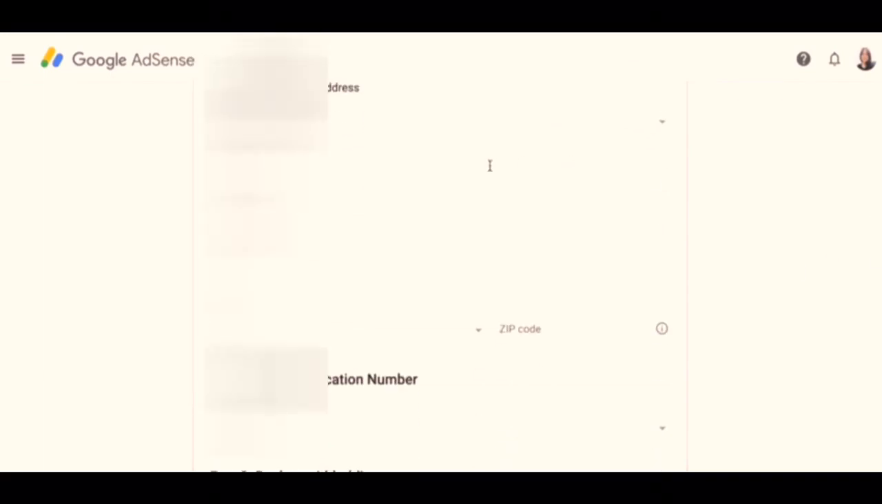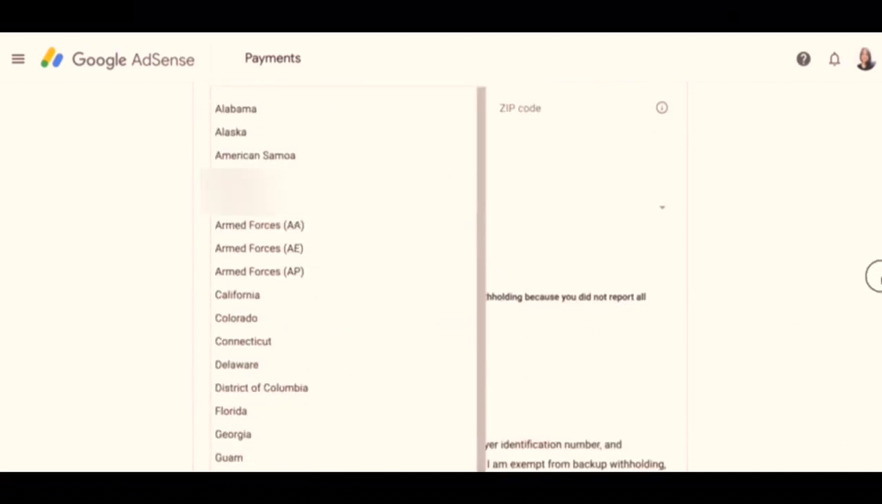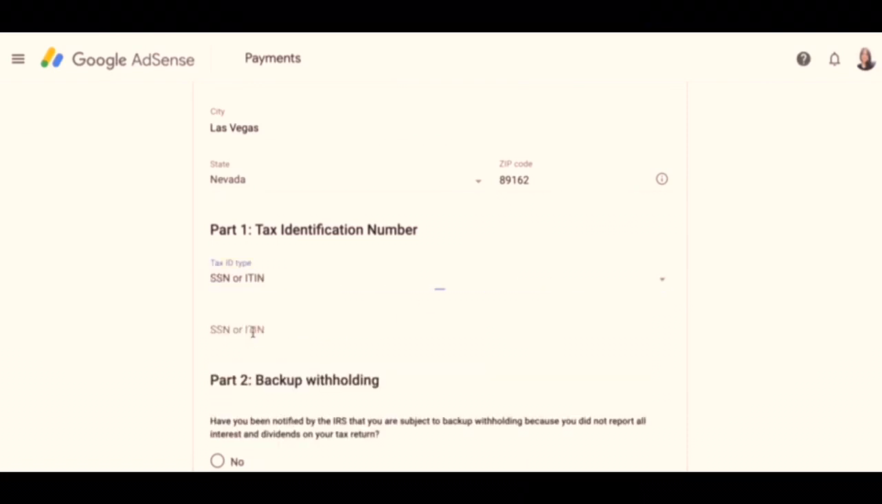So this one, guys, permanent residents, United States. And my address, I need to blur this one for my security purposes. Address, which is my PO box in Nevada. My tax ID type, so of course my Social Security number. Then I need to type my Social Security number in this form. And I need to blur this one, guys.